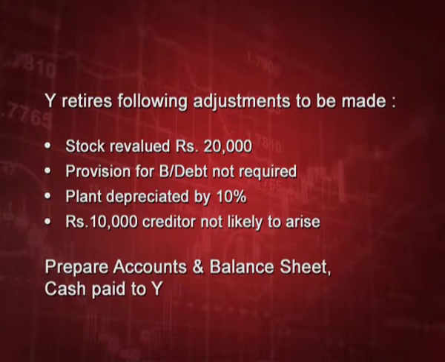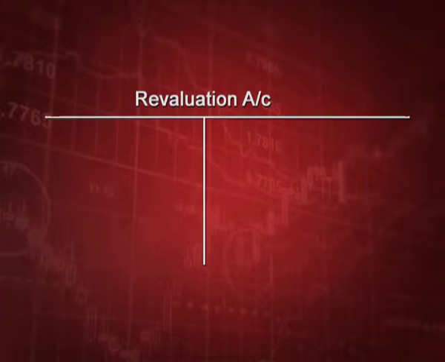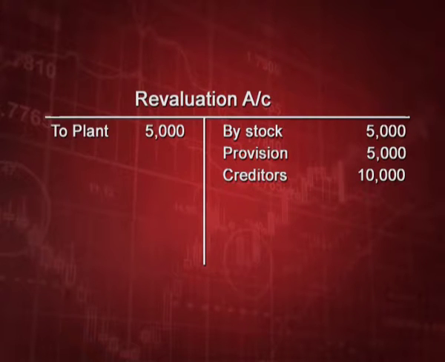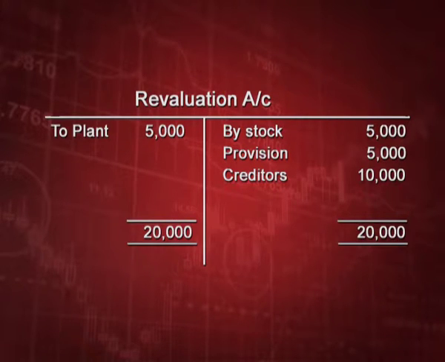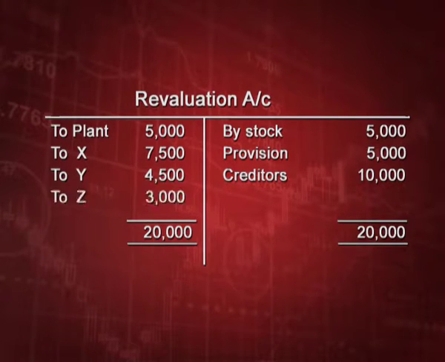So, required are the accounts, the balance sheet and cash paid to Y. So, we start with revaluation first. On the debit side, losses, that is depreciation of plant 5,000, and on the credit side all the incomes, that is stock 5,000, provision not required 5,000 and creditors to be paid less 10,000. So, this makes it 15,000 rupees profit, which will be distributed in the old ratio 5:3:2, and X will get 7,500, Y will get 4,500 and Z will get 3,000 as per their profit sharing ratio.